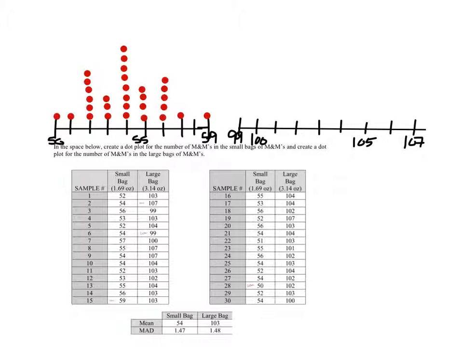Alright, so I got 30 dots there for the small bag in red, and we'll do the next one in purple. And here we go for this large bag right here. So, 2 different dot plots, one for each size bag. That looks pretty good. So it's a total of 60 bags, but 30 small and 30 large.